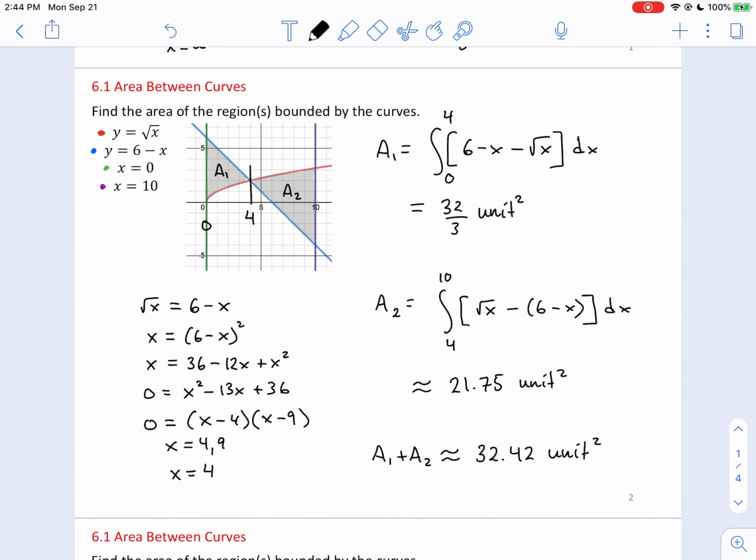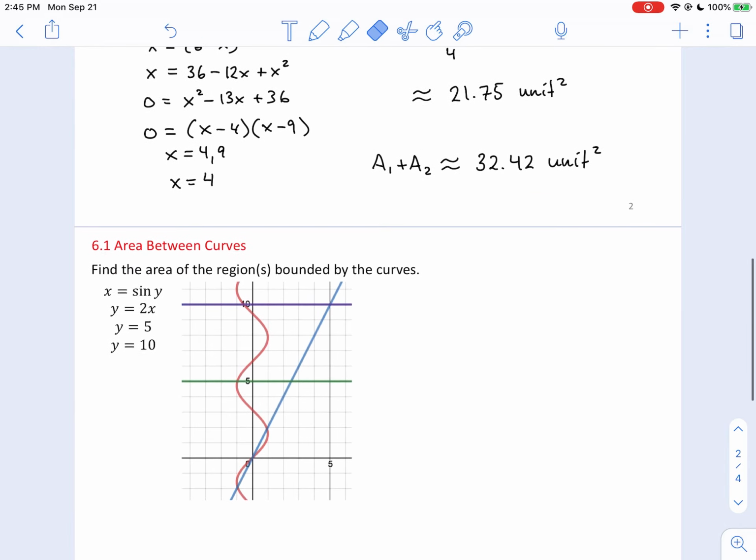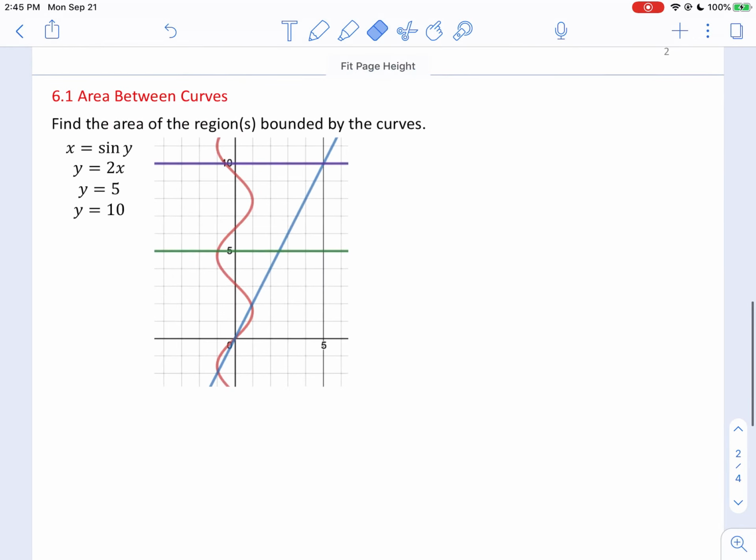Okay, I would leave it to you to try these integrals by hand and get answers and then compare your answers to what we're getting here with our decimal approximations. But I'll leave that to you on your own time. Let's look at the next example. Find the area of the region or regions bounded by the curves.